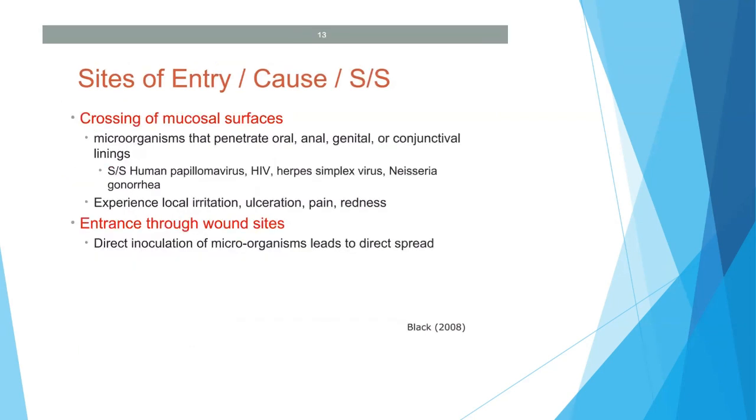So the sites of entry, to be continued. The crossing of mucosal surfaces, like microorganisms that penetrate oral, anal, genital, or conjunctival linings. Examples include human papillomavirus, HIV, herpes simplex virus, Neisseria gonorrhoeae. They can cause local irritation, ulceration, pain, and redness. Entrance through wound sites can be through direct inoculation of microorganisms, leading to the direct spread of the microorganisms.